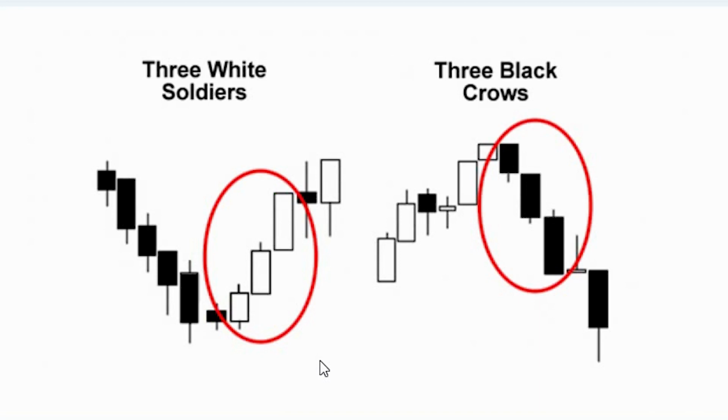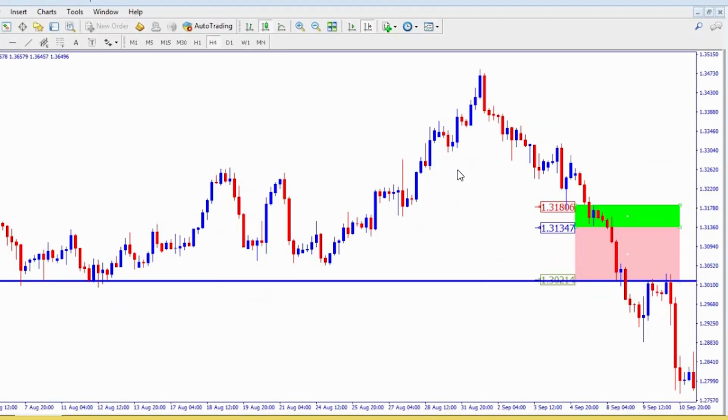So let's see the chart. This is the three white soldiers. What happened? This one engulfs this. This one is bigger than this, and this one is bigger than this. So it signals that the bulls are in power. So three white soldiers, look for it at the end of a downtrend, not at the end of an uptrend. For an uptrend, what you're looking for is three black crows.